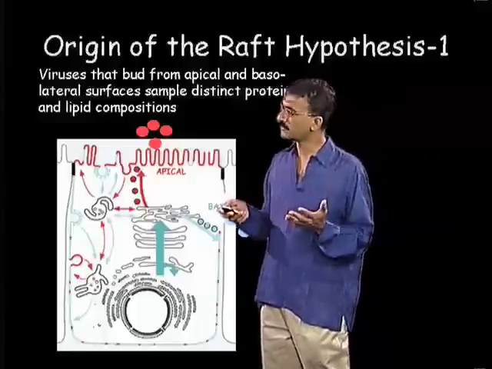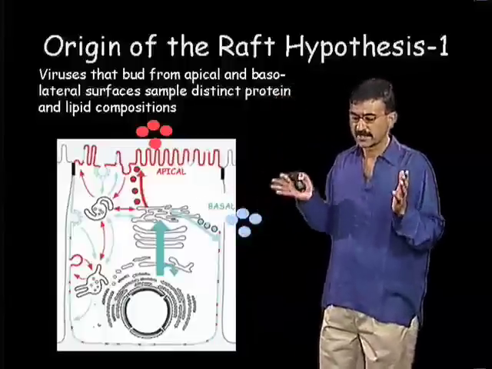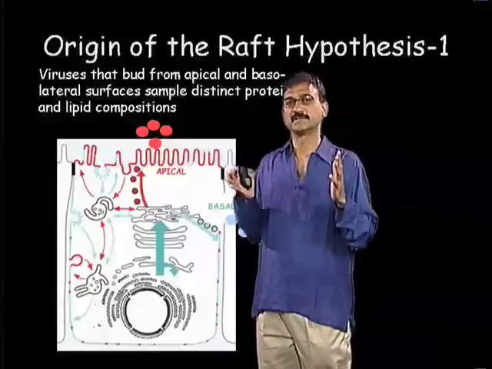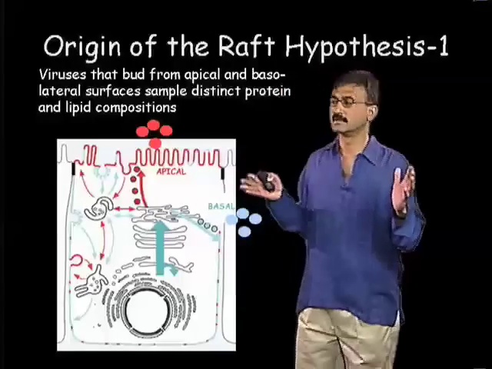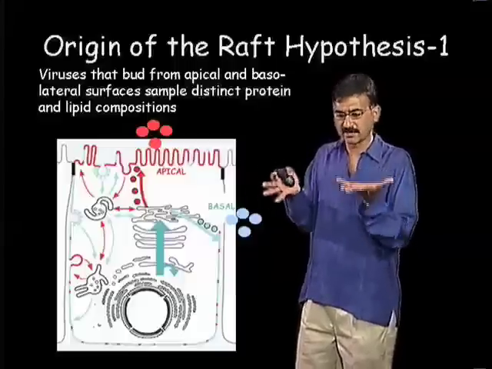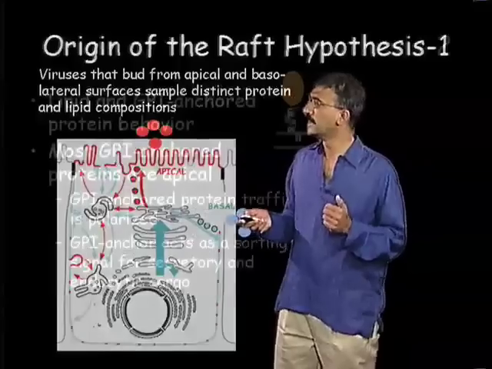So together with these two ideas, Kai Simons proposed that the membrane of cells must in fact be partitioned in some form so that they can segregate domains, and these domains can be dealt with differently inside the cell.